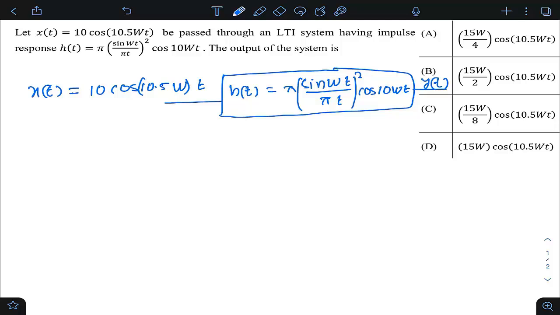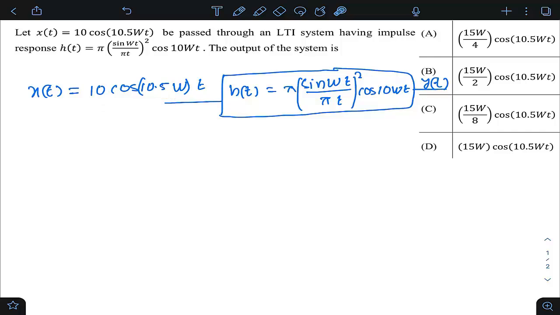Okay, so one thing, students, you notice here: this is an LTI system whose input is a sinusoid and whose impulse response is given, and we are supposed to find the output. This is again a regular model, but the only complicated thing they have introduced is the nature of this h of t. What is the regular model? If the input is a sinusoid, then the output of the LTI system is again a sinusoid with the same frequency.